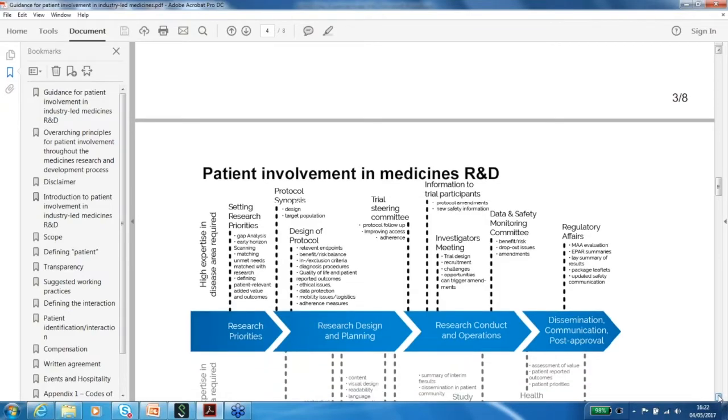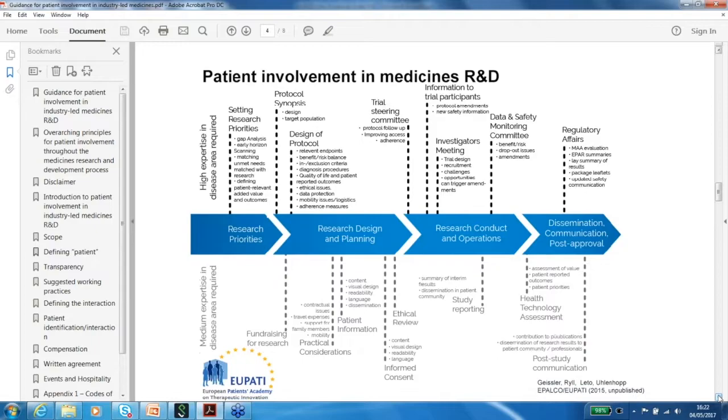Okay, yeah, I think that's all I want to say on that page. And then here is the roadmap that I mentioned earlier. So we spent some time in EUPATI looking at the various steps in the process of patients' involvement in medicines R&D. And actually, here you'll see in the diagram, it illustrates where patients can be involved across the life cycle. And at the bottom of the diagram you'll see some examples of what that involvement may look like. So, for example, in patient information, it might be the content of an information leaflet, it might be the visual design, it might be readability, the language that's used, or the way that the information is shared with patients.